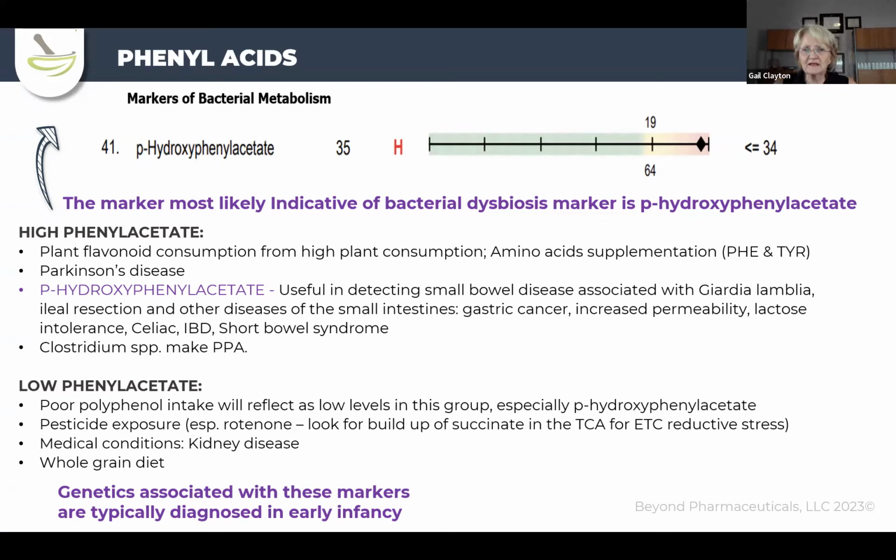Now, genetics with these markers are typically diagnosed early in infancy, so I don't really put a whole lot of stock into any of the genetic markers in these bacterial markers.